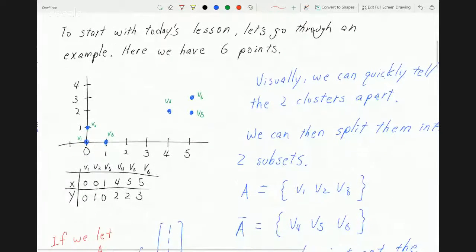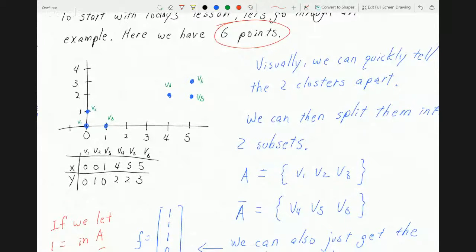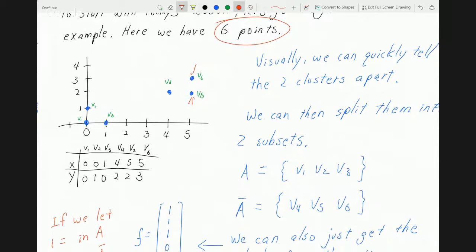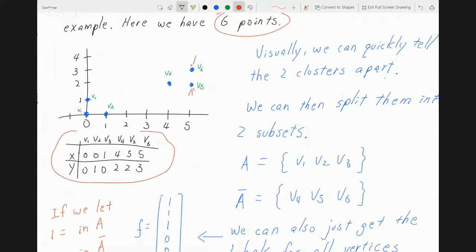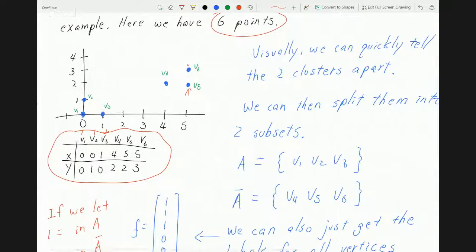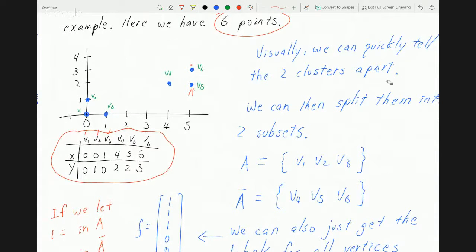So here we have 6 points, as you can see, in blue. If we were to look at it in table format, it'd be like this: vertex 1, vertex 2, vertex 3, and so forth. These are the points, and if we plot them out, it looks like this. Visually, we can very quickly tell the 2 clusters apart. It's quite obvious that if there are 2 clusters, you organize them like this. We can just look at it and split them into subsets.